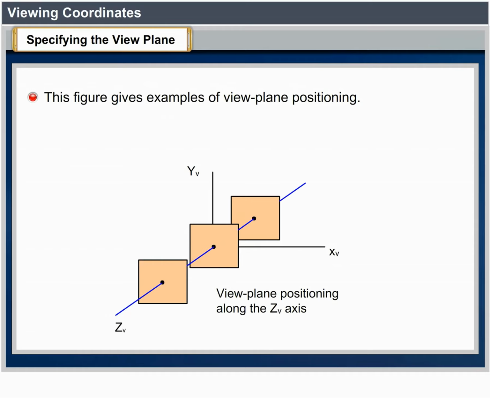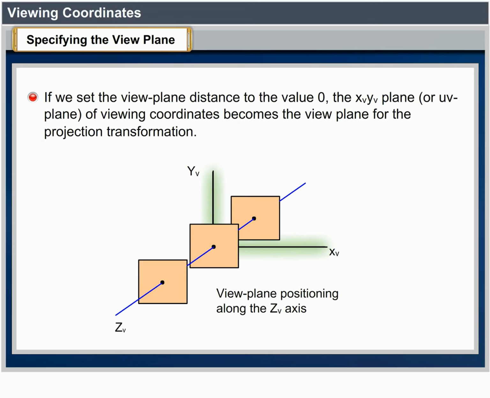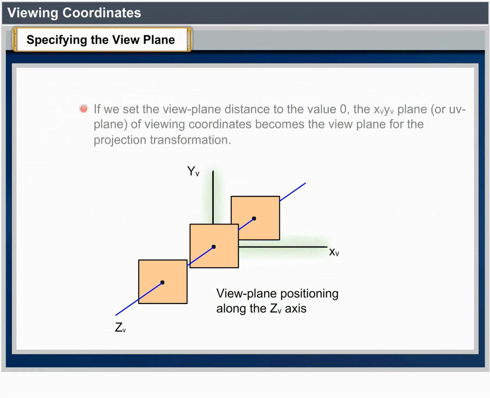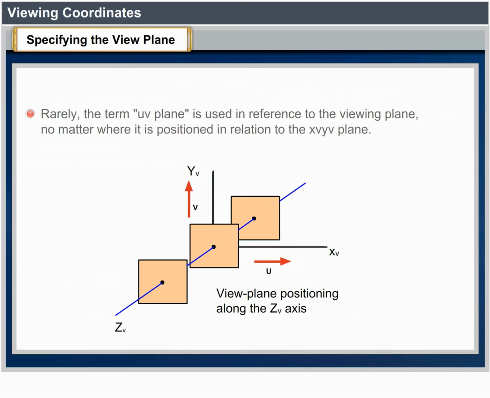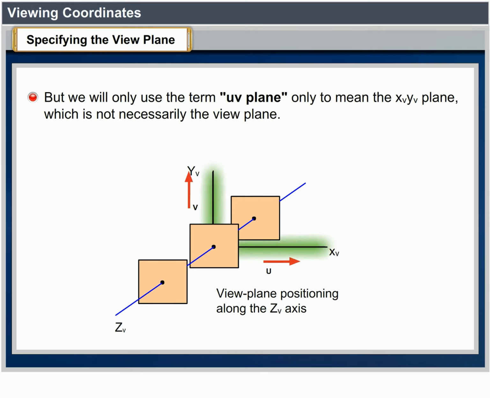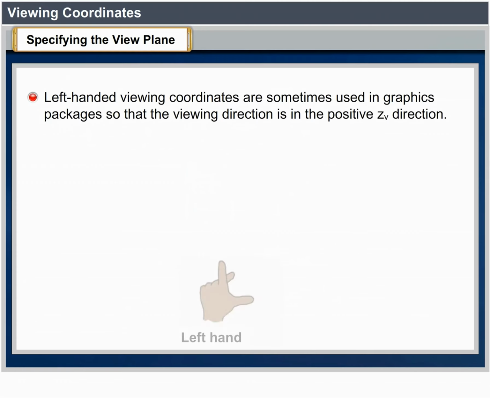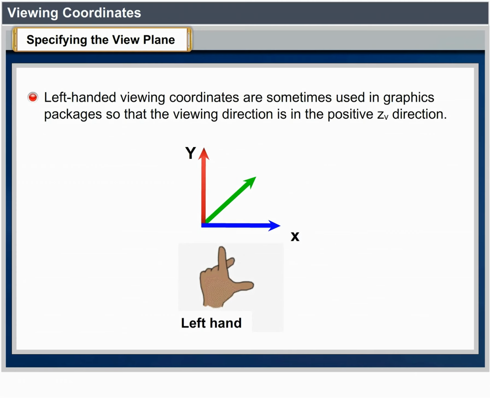If we set the view plane distance to the value 0, the XV, YV plane, or UV plane, of viewing coordinates becomes the view plane for the projection transformation. Occasionally, the term UV plane is used in reference to the viewing plane, no matter where it is positioned in relation to the XV, YV plane. But we will use the term UV plane only to mean the XV, YV plane, which is not necessarily the view plane.